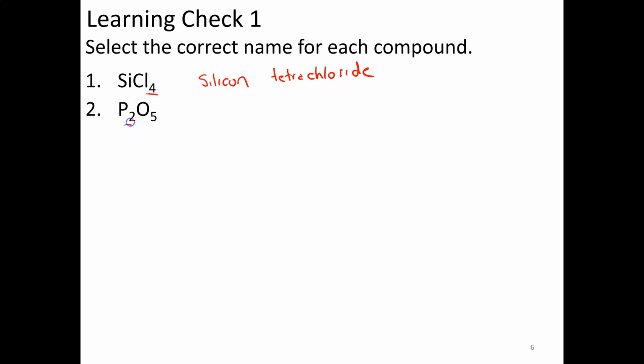For this one, 2 phosphorus. So how do we say 2? Di. Phosphorus. You see the first name is just the complete name of the element. There's no truncating it like you would for the second element. 5 oxygens. So pent oxide. That's it. That's all you gotta do.